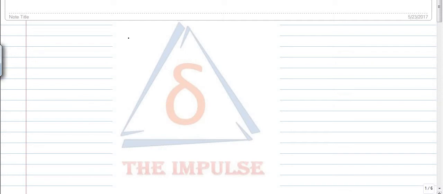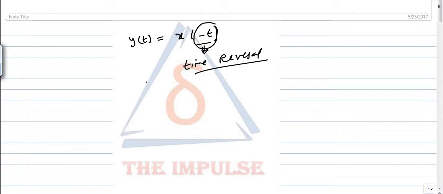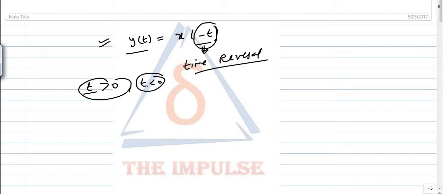I am taking the first example: y(t) equals x(-t). Here the operation on the independent variable is time reversal. Whenever we check whether a system is causal or non-causal, we will check the system not only for positive time but also for negative time. We will check for all time. The system definition should be applicable for all time.